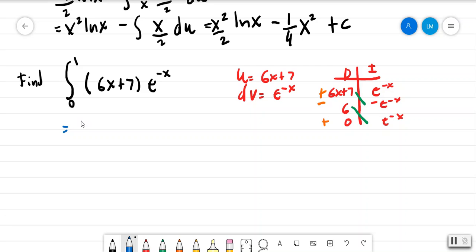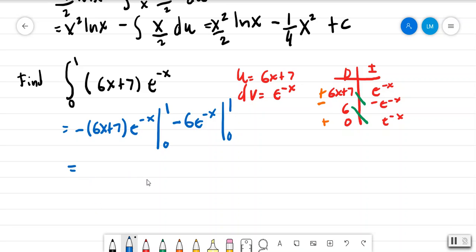So that's going to be negative 6x plus 7 multiplied by e to the negative x, evaluated from 0 to 1, and then that's going to be another negative because it says minus, so that's going to be minus 6e to the negative x from 0 to 1. Now, when we plug in 1, we get negative 13 e to the negative 1.